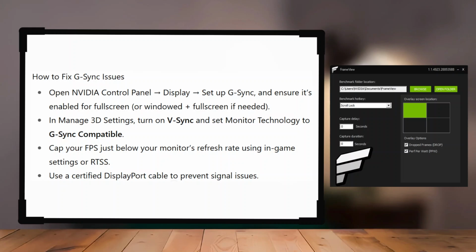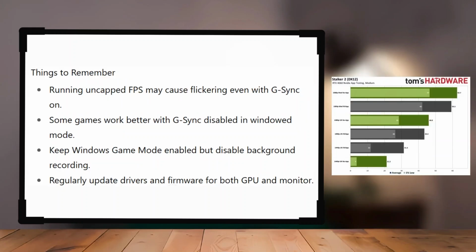Next, cap your FPS just below your monitor's refresh rate using in-game settings or RTSS. Here, use a certified DisplayPort cable to prevent signal issues. After that, remember running uncapped FPS may cause flickering even with G-Sync on.